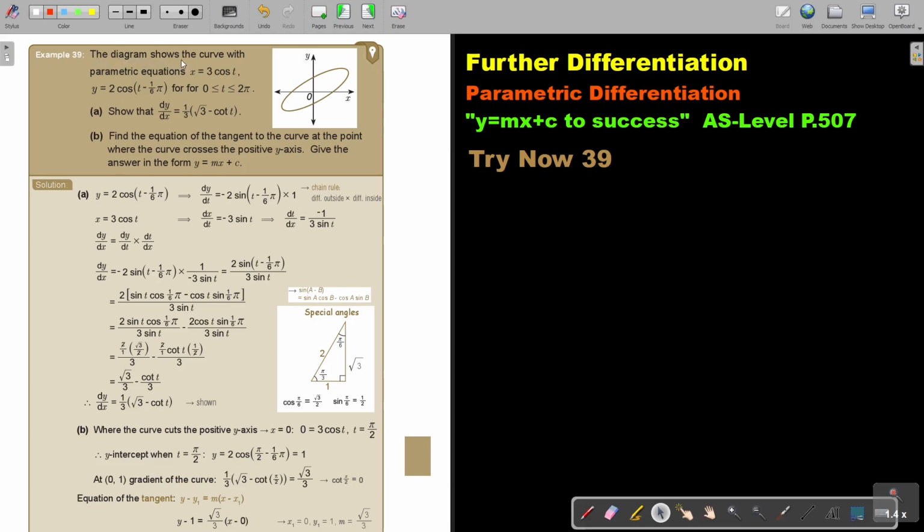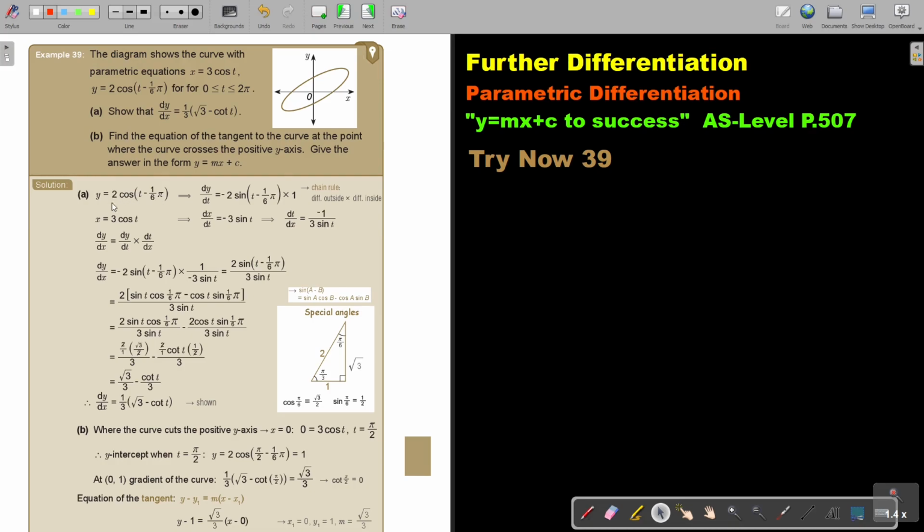The diagram shows the curve with parametric equations x equals 3 cos t and y is equal to 2 cos(t minus 1 over 6 pi) for t bigger than 0 and smaller than 2 pi. Show that dy over dx, so after I differentiate it, I will get this. Stop there. Okay, first write your first equation down.